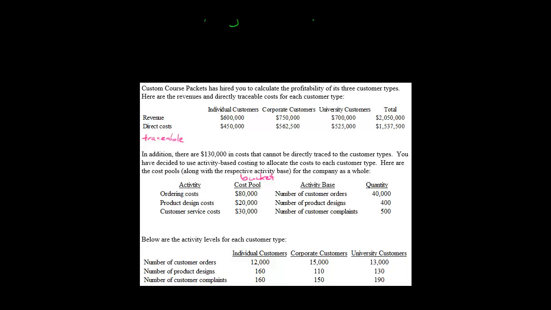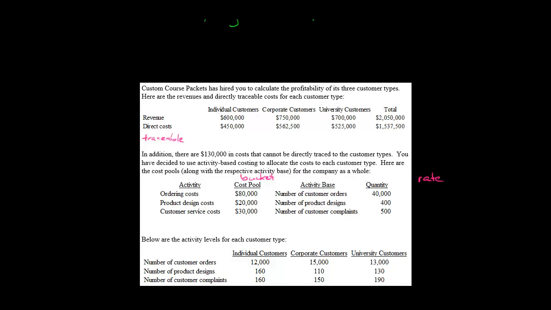So how are we going to figure this out? How are we going to allocate any of this 80,000, for example, to individual customers, corporate, and universities? Well, what we're going to do is come up with an activity rate. We're going to calculate an activity rate for each of these activities. So we need the activity base to get the activity rate.